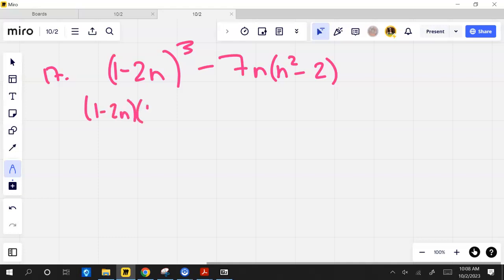1 minus 2n, 1 minus 2n. Never, ever, ever distribute when there's a plus or minus inside. Now this one, I can distribute this because like you said, that's just one little term outside. So this would be 7n cubed. Now notice I'm distributing -7n.